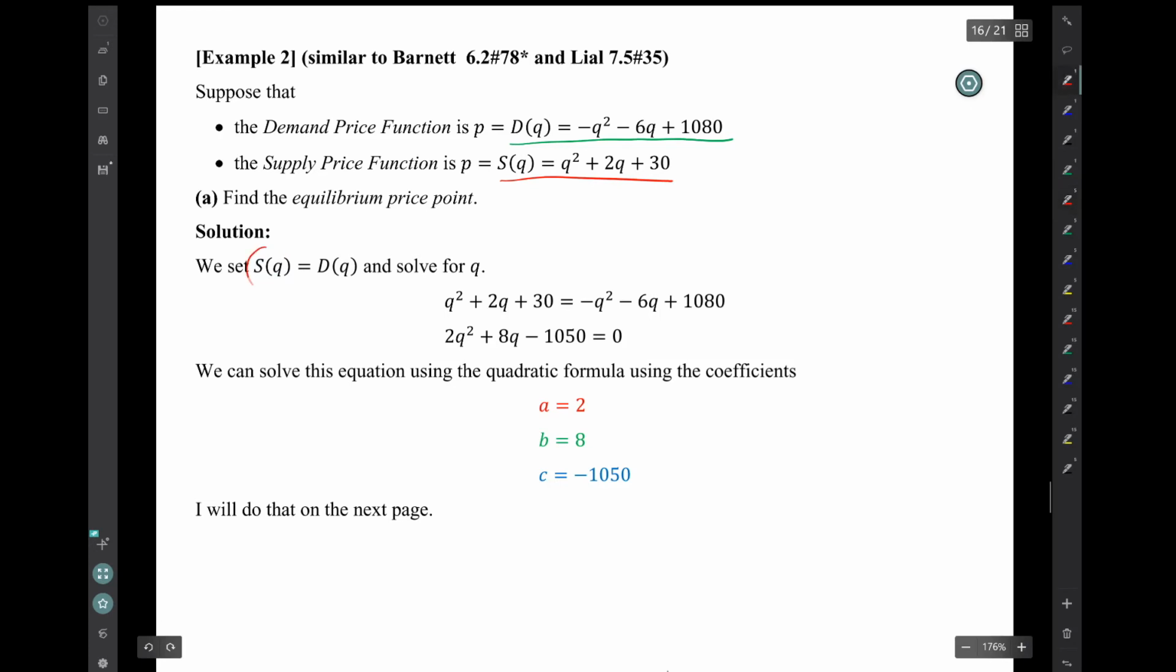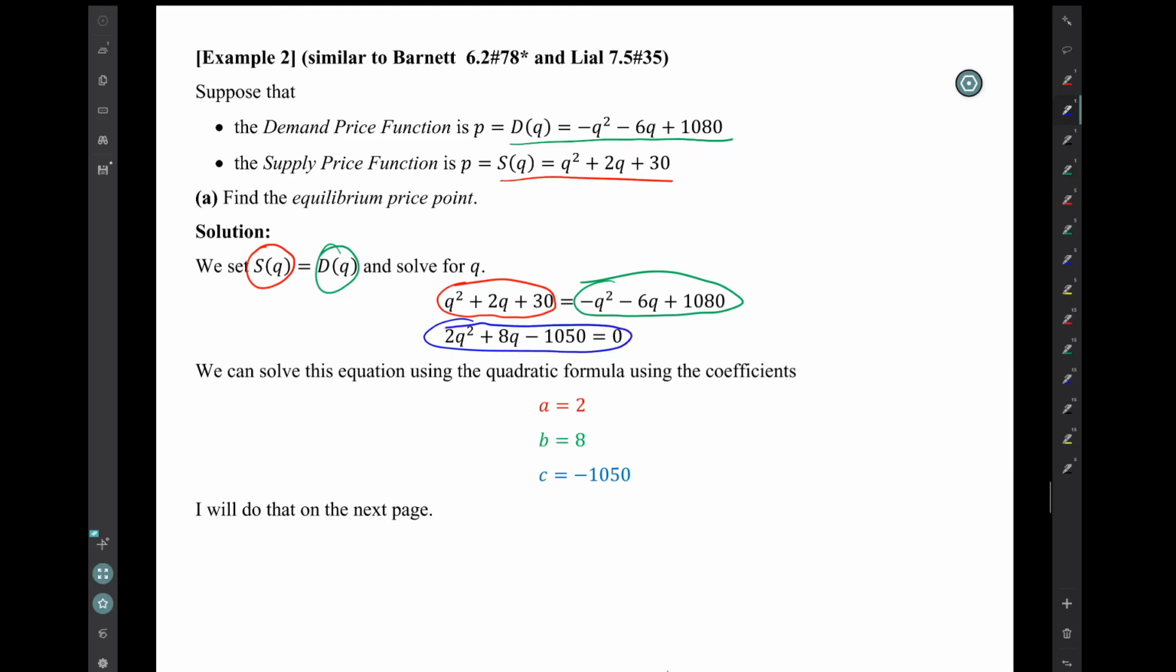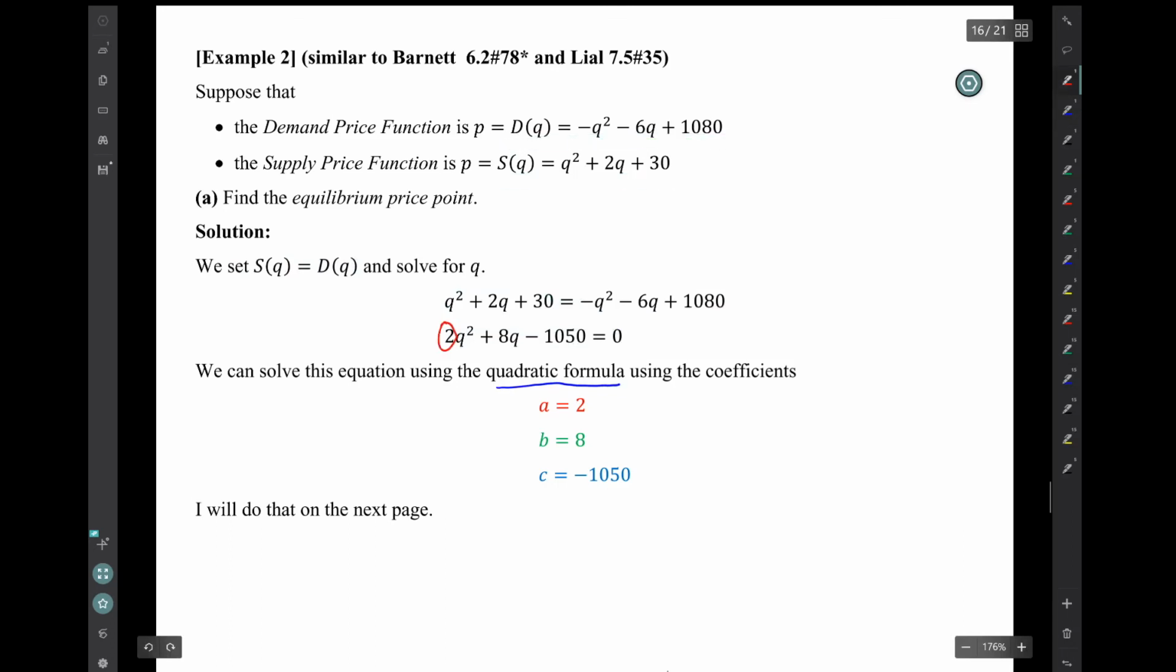Well, as before, we set the supply function equal to the demand function, and we solve for q. So there's the supply function, and there's the demand function. When we solve for q, we reach this point where we have a quadratic polynomial equal to 0. We can solve this using the quadratic formula, using the following coefficients. A is the number 2, the coefficient of the q squared term. B is the number 8, that's the coefficient of the q term. And C is the number minus 1050, that's the constant term. I'll do that solution on the next page.